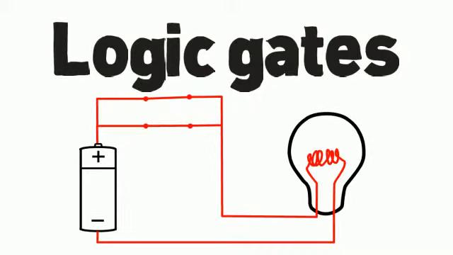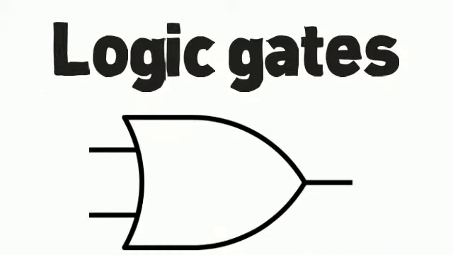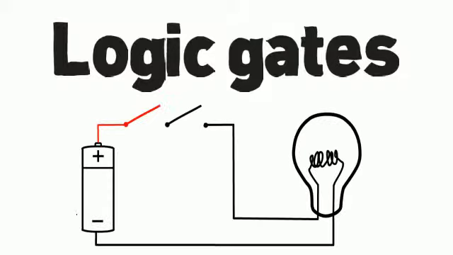This is a logical OR configuration. It allows electricity to flow to the light when at least one of the switches is closed. This symbol represents the OR gate. Binary signals enter here and here, which represent the state of the switch or transistor. If the input is 1, it's like having the switch closed. Therefore, the output will be 1.